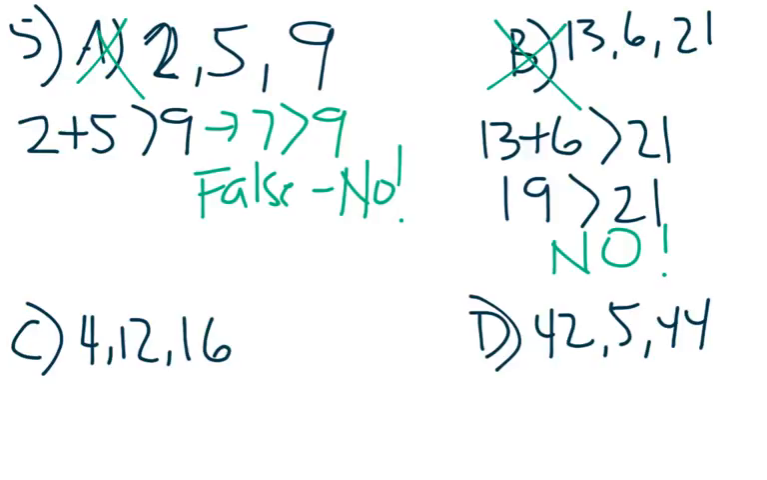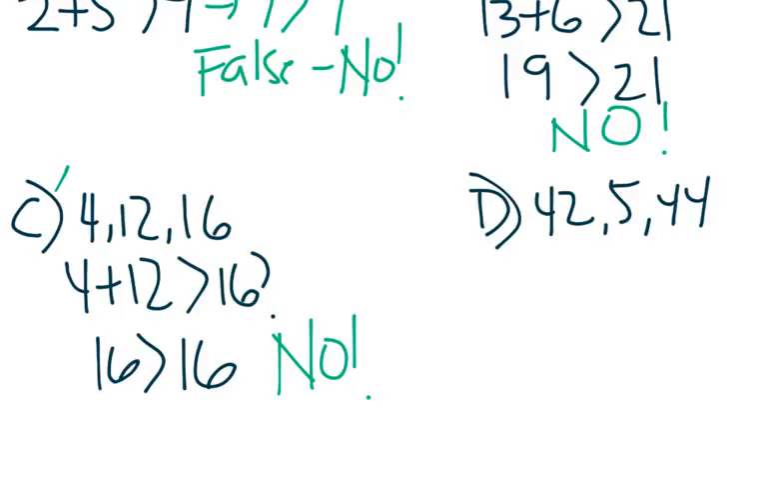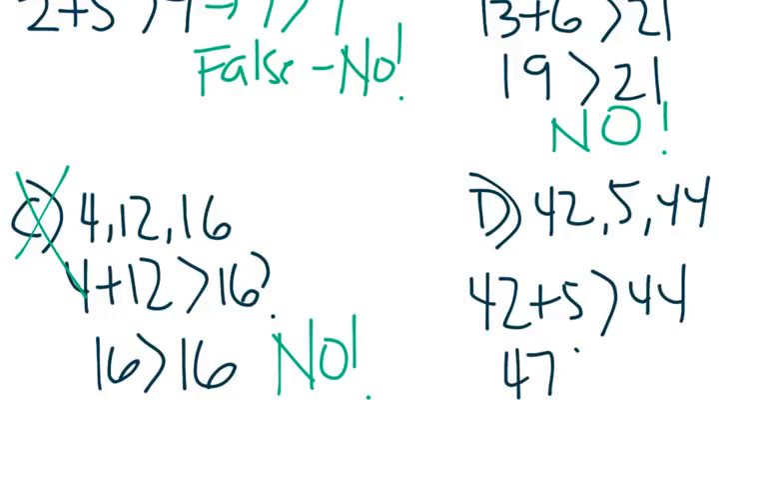Let's look at C. 4 plus 12, and is that greater than 16? Let's see, 4 plus 12 is 16, so it's equal to 16. So once again, the answer is no. So it's probably going to be D, but let's just be sure. Let's cover all our bases. 42 plus 5, greater than 44. That's 47, and it is in fact greater than 44. So D is true. And this is our answer.